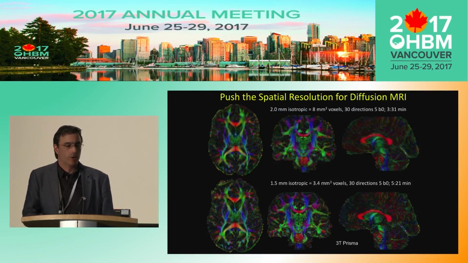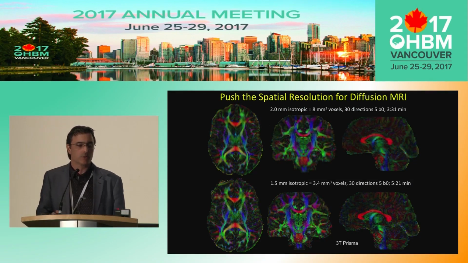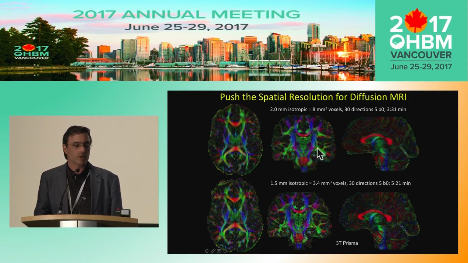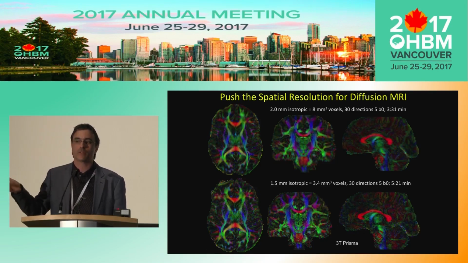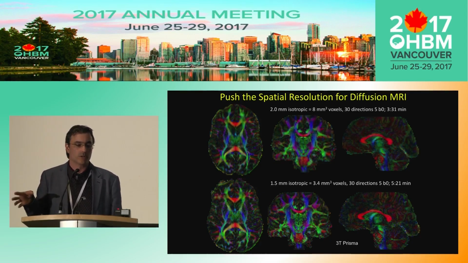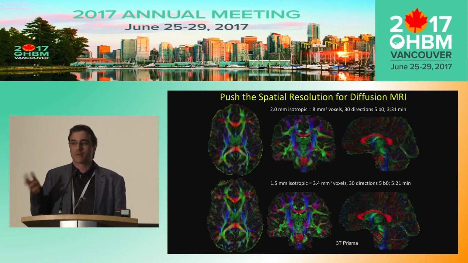Last part of this section is to talk about spatial resolution. We've talked about it earlier. Usually people do 2 millimeter isotropic or even worse, basically to go faster, but also to keep SNR at high b-values. A lot of the methodologies require very high b-values, and if you get your voxels too small, you lose all your signal. So people like big voxels, and then they use the modeling to try to sort everything out.